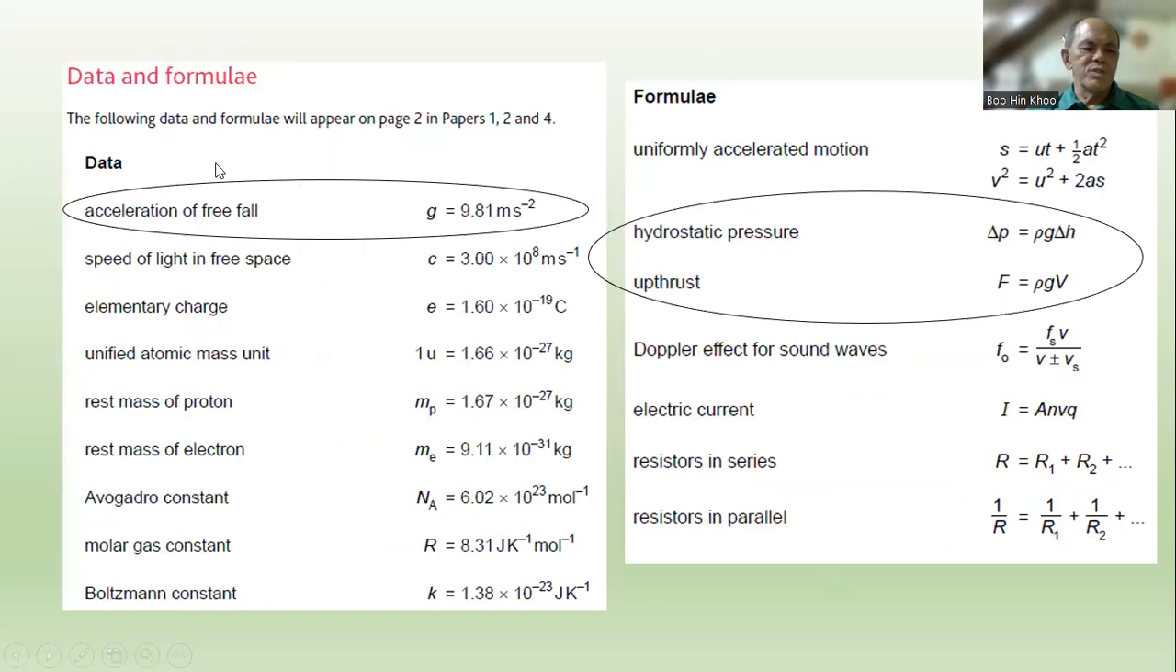What is given? You need to know g is 9.81. And then hydrostatic pressure is given. Upthrust, right? Usually by doing practice questions, you should be able to memorize the equation. In case you forgot, you can go to the formula, which is given in the exam data and formula sheet.